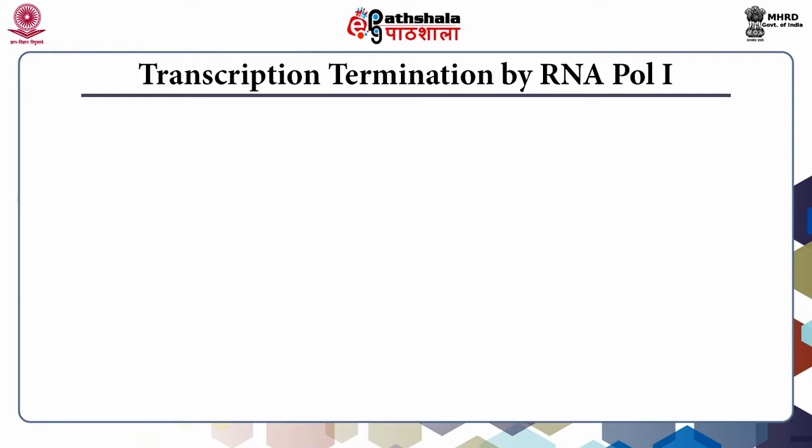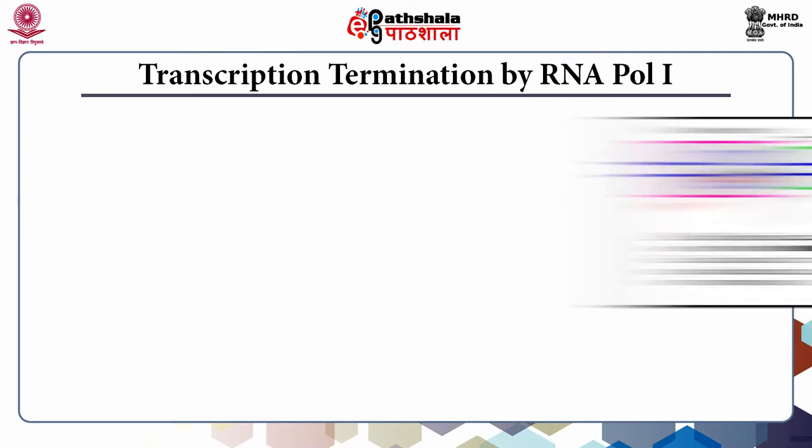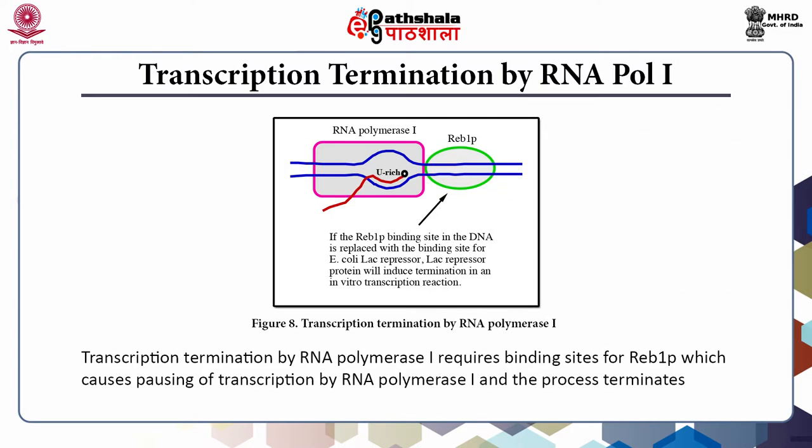Transcription termination by RNA polymerase 1 involves the role of the Reb1p protein. When the Reb1p binding site in the DNA was experimentally replaced with an E. coli lac repressor binding site, the lac repressor protein induced termination in an in vitro transcription reaction. This suggests that transcription termination by RNA polymerase 1 requires binding sites for the Reb1p protein, which causes pausing of transcription by RNA polymerase 1, and the process terminates.